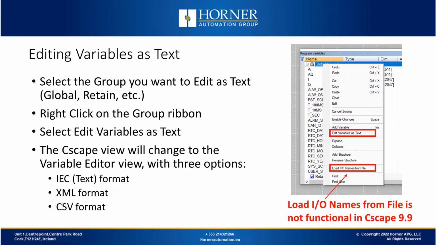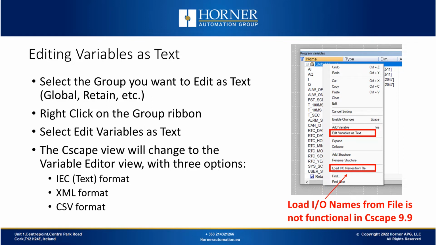After we select that, our Cscape view is going to change. The variable window is going to get larger, and we get the choice of viewing the variables in either a text format called IEC format, in XML format, or in CSV format.